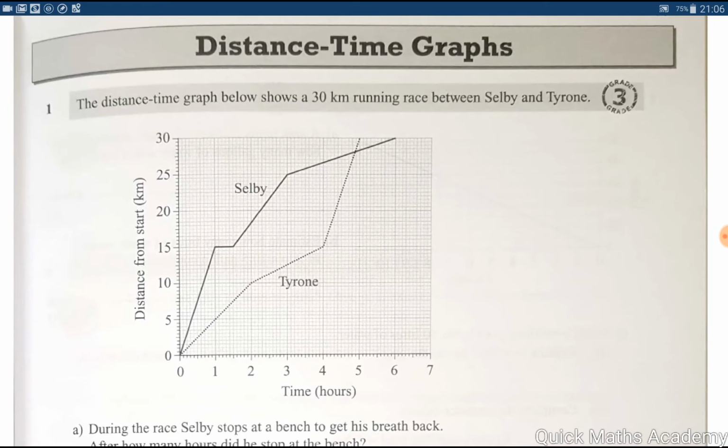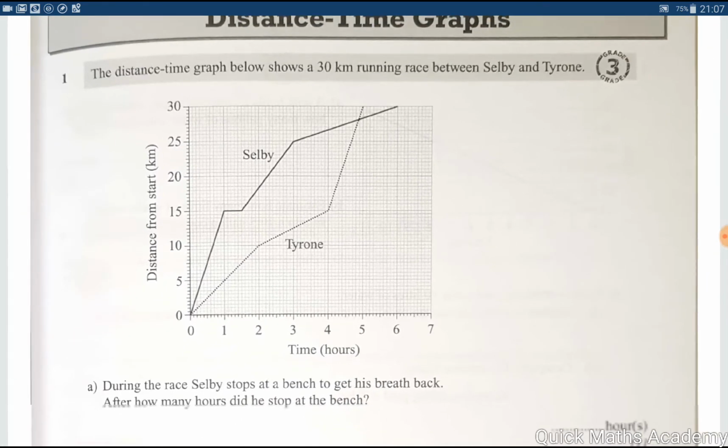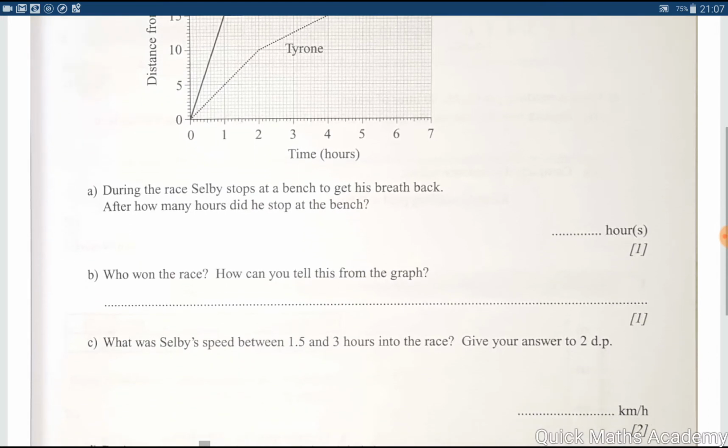The distance time graph below shows a 30 kilometer running race between Selby and Tyrone. We can see two lines in the chart. One represents Selby, which is the darker line, and the other represents Tyrone, which is the dotted line. So the questions come next.